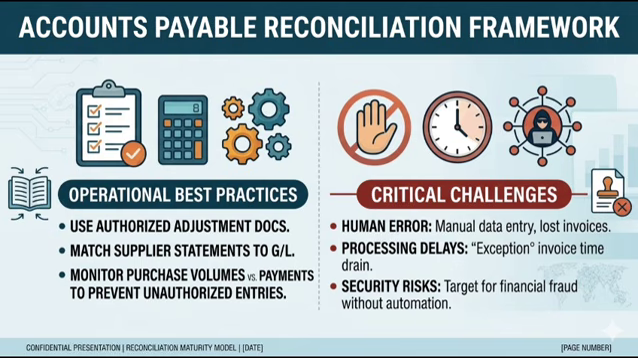Use authorized adjustment docs. If you need to change a number or fix a mistake, don't just delete it. Use an official adjustment form. This creates a paper trail so everyone knows who changed what and why.